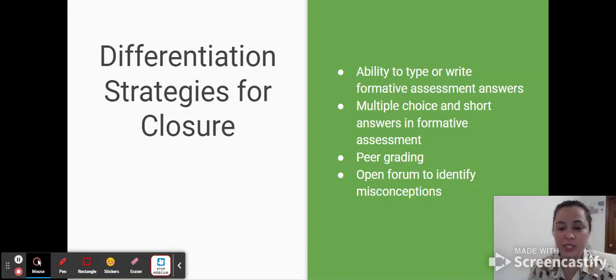So for the closure, the formative assessment that I provided, the ability to write or type formative assessment answers is something that I always use in my classroom. Some students don't have the best handwriting or just feel more comfortable typing their answers, so I always give that for them. Multiple choice and short answers in the formative assessment, I think that is a way to differentiate how we are asking questions and how we are asking students to provide their answers.